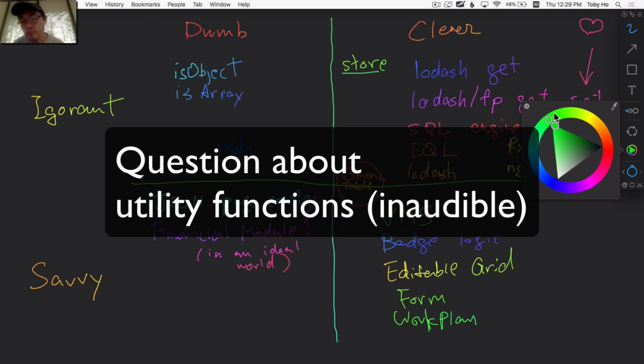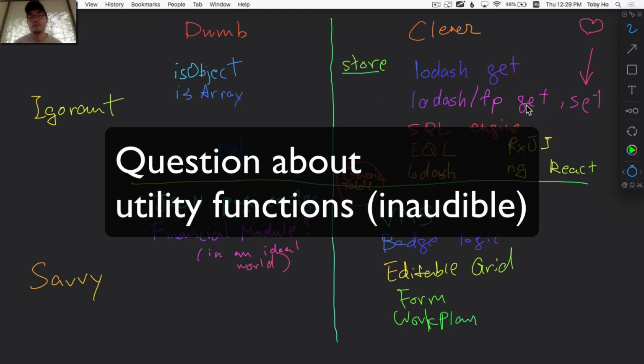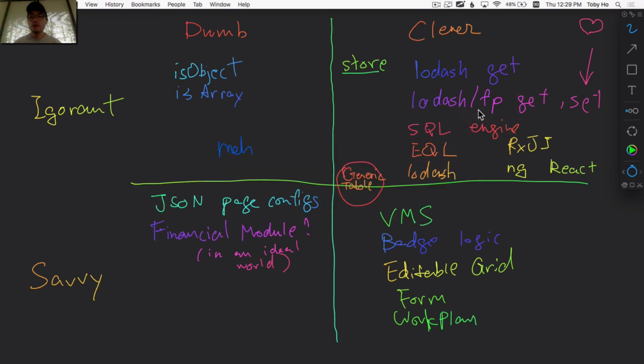So is the dumb and ignorant quadrant kind of like a lot of the Lodash stuff that's not very clever? I just gave two examples here. There might be more. Sometimes I could have one-lined this, but I chose to use Lodash because it's more meaningful when it says isObject than typeof object or this and that and the other thing.